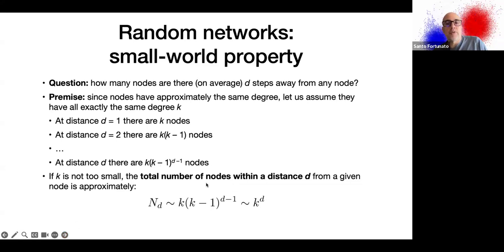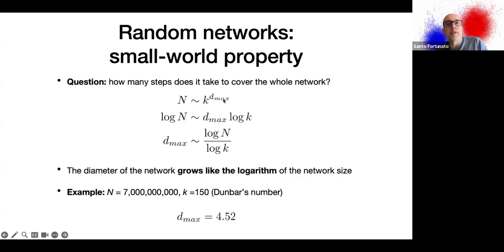That the number of nodes that I can reach d steps away from any node of a network generated by the random network model is a power of the degree of the nodes. But how many steps does it take to cover the whole network? At some point, of course, I reach all the nodes of the network, so I cannot go further. So the question is: what value of d max, what distance from the focal node do I have to go through so that at the end I cover the whole graph?